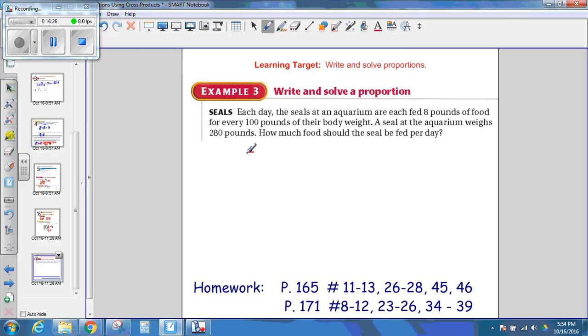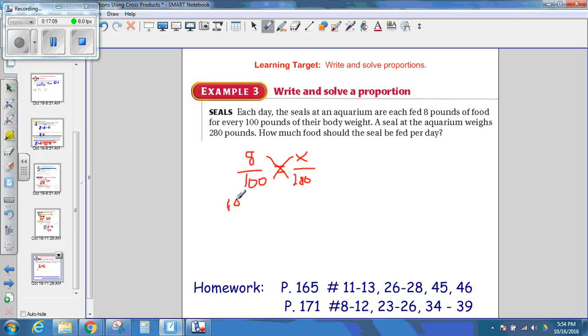So we have the amount of food, 8 pounds of food for every 100 pounds of seal, and we have a seal at the aquarium. When you're setting up these proportions, you always want pounds of food in the numerator and weight of the seal in the denominator. So we are not sure how many pounds of food a 280-pound seal would need. And that's 280. That's an 8. Okay, so we're going to, again, use cross products. So we have multiplying across, 100 times x equals 8 times 280.